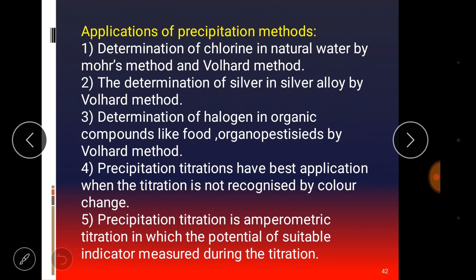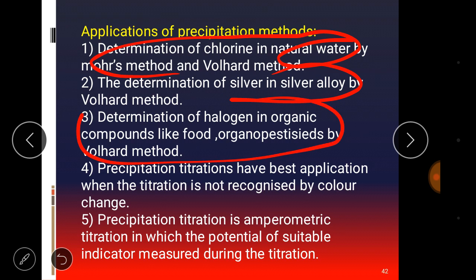The first one is determination of chlorine in natural water by using Mohr's method and Volhard's method. The second is determination of silver in silver alloy by the Volhard method. The third is determination of halogen in organic compounds like food and organopesticides by using Volhard's method. The fourth is that precipitation titrations have best applications when the titration is not recognized by color changes. And next, there is amperometric titration, in which the potential of a suitable indicator is measured during the titration.